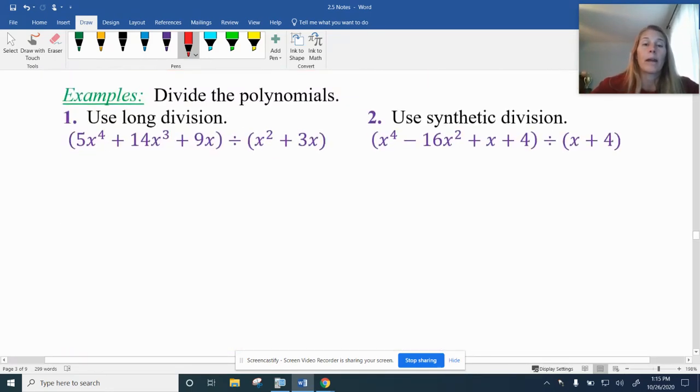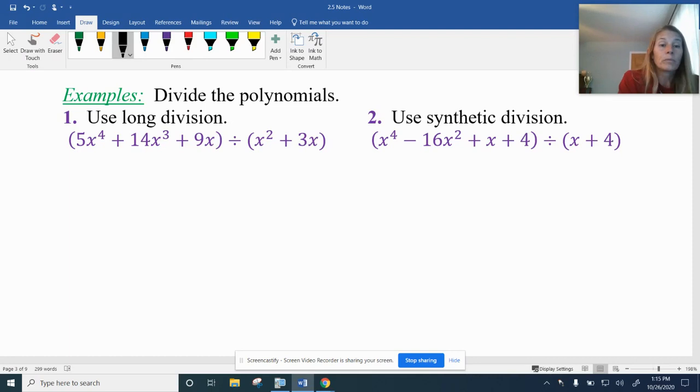Okay, a couple more practice. All right, so again, for dividing here, I would have to use long division for number 1 because I have a quadratic divisor. But number 2, I can use synthetic because I have a simple linear divisor. So for number 1, I have x squared plus 3x as my divisor.